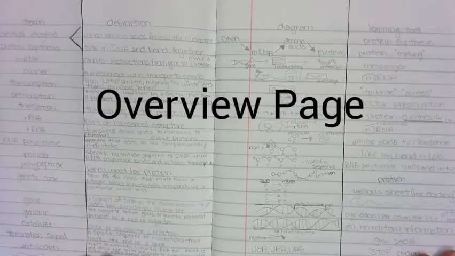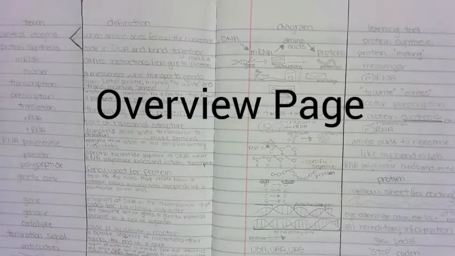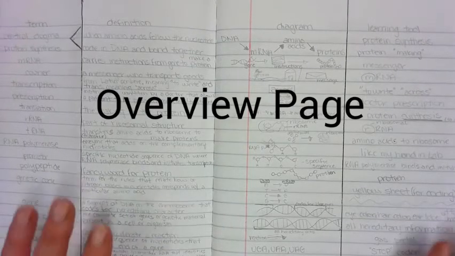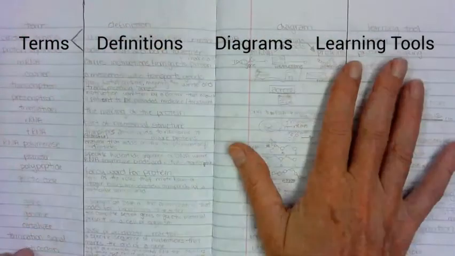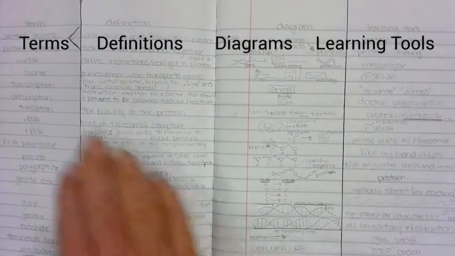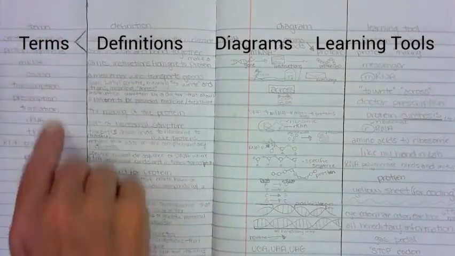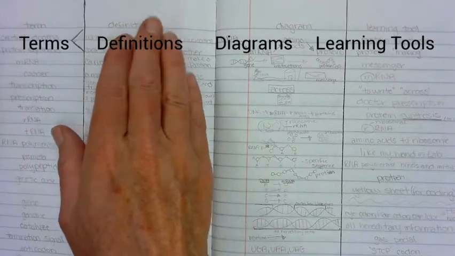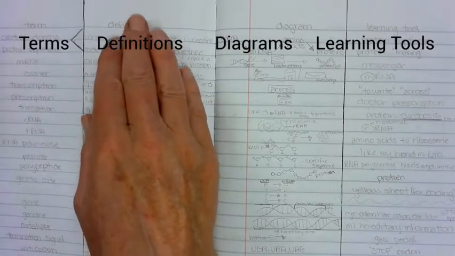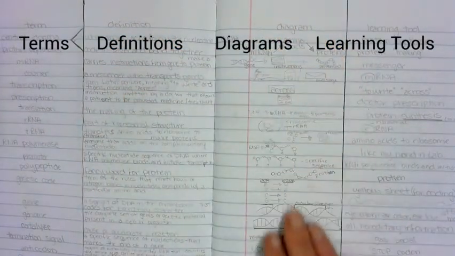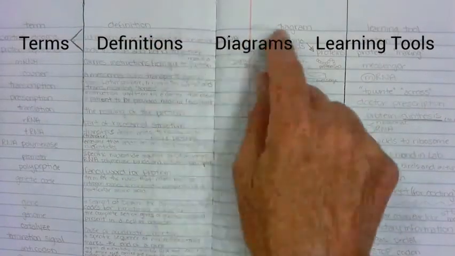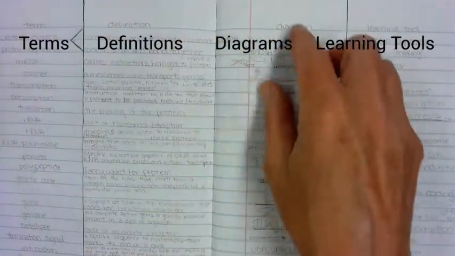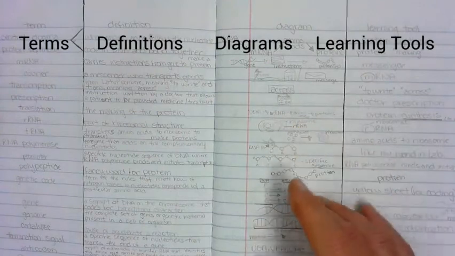Another page setup that we use is called an overview page. An overview page is comprised of a double page spread, and it has 2 columns on each page for a total of 4 columns. The first column is called terms, the second one is called definitions, and these should be in 3 to 5 words. They should be summarized in your own words. We have diagrams. Diagrams don't line up line for line. They're just diagrams that we use during this week.